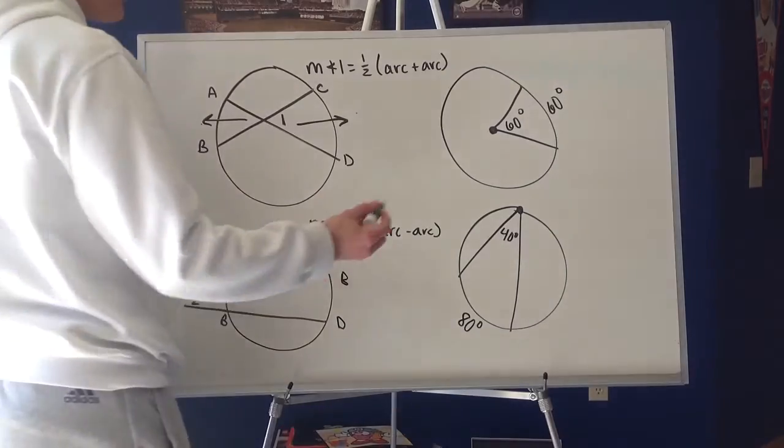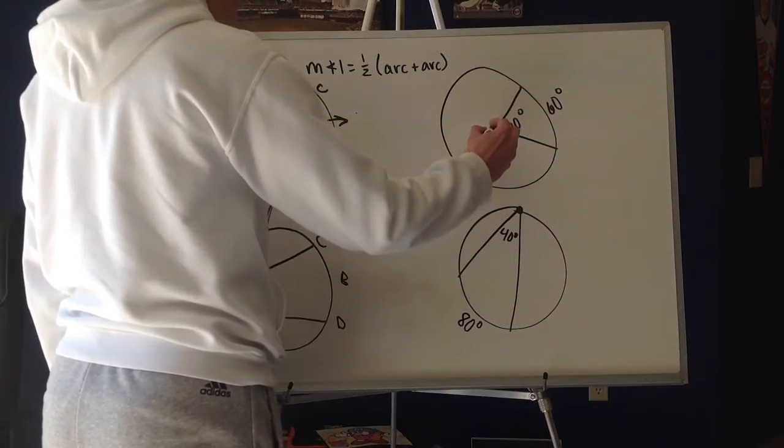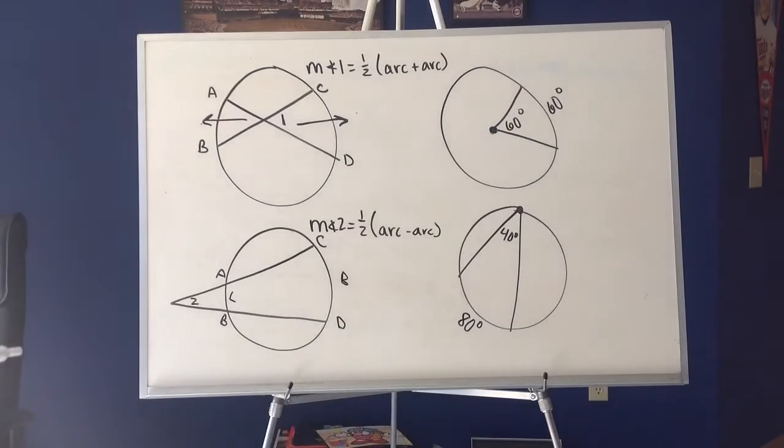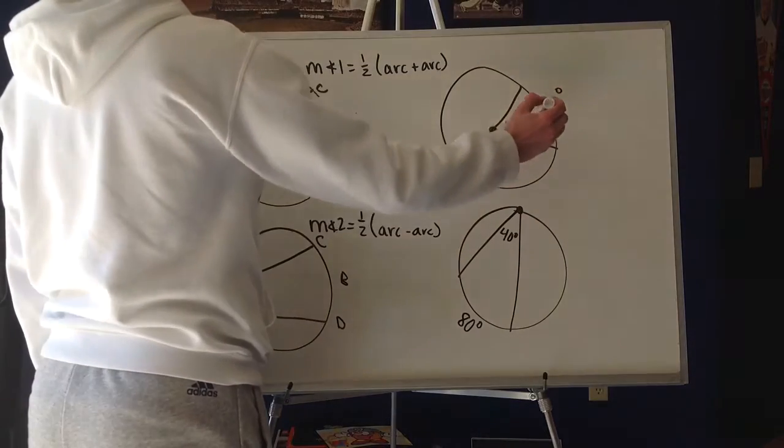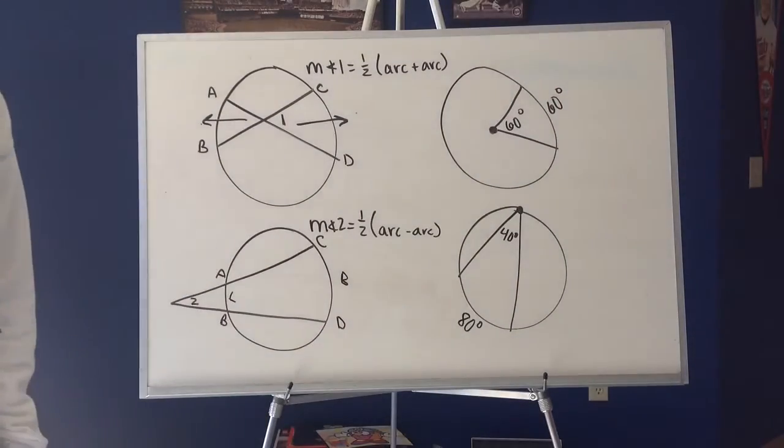Then we have central angles. Notice it's at the center. It has to be. You can't just guess it's at the center. There has to be a center there you're working with. And that is always exactly the same as its arc.